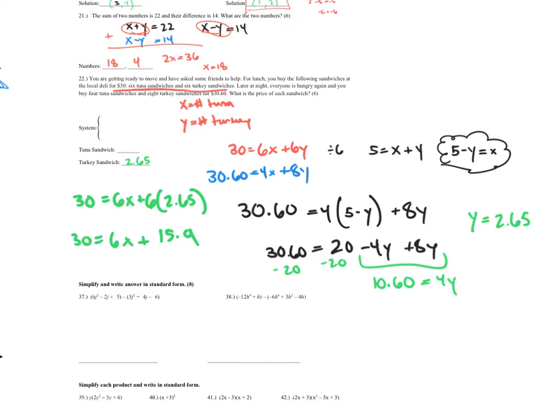And we could subtract the $15.90 from both sides and get that 6x is equal to $14.10. And when we divide by 6, we get the tuna sandwiches are $2.35.